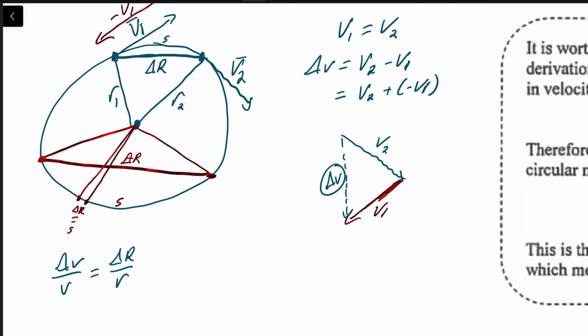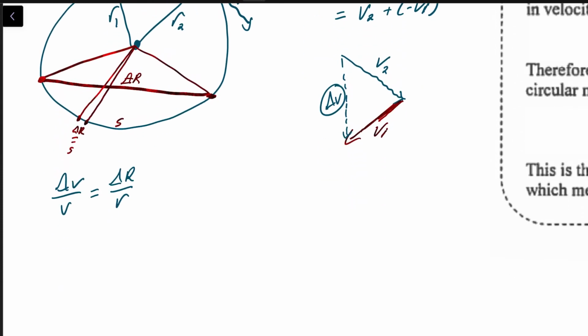Okay, and if we take this formula here, we can come up with a formula that solves for the change in velocity. If you cross multiply, you end up with the change in velocity is equal to the magnitude of velocity times the change in radius over radius. Okay, this is a v.